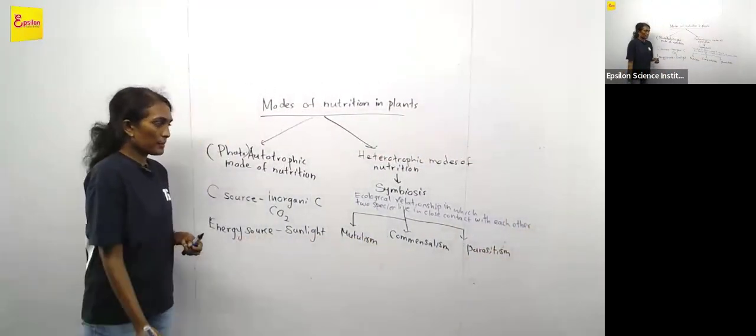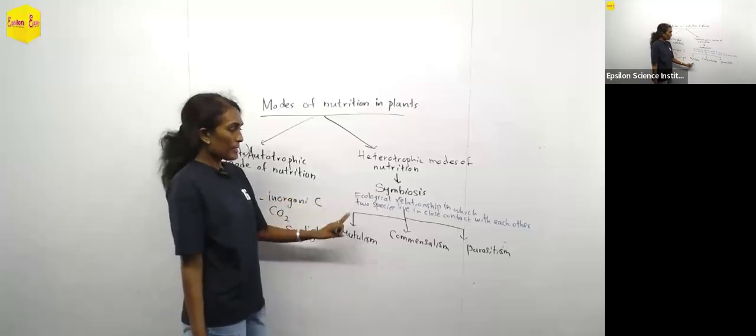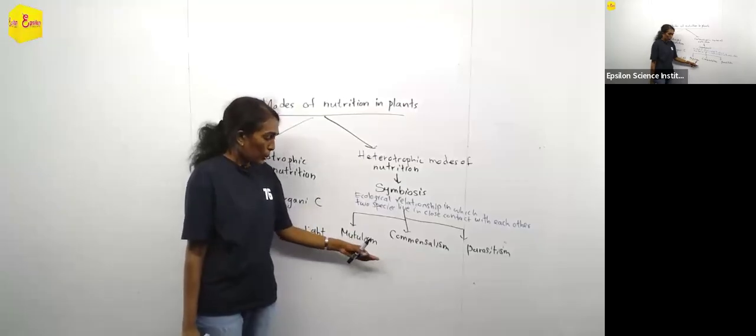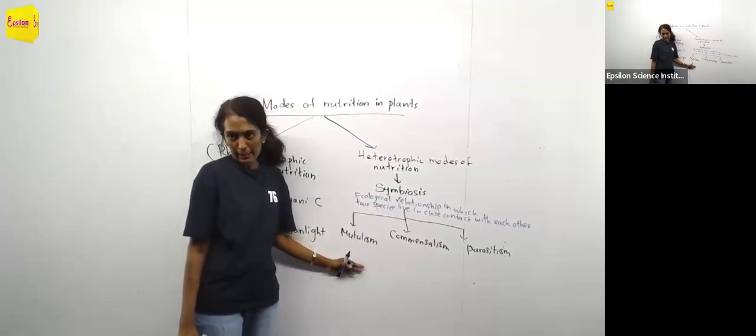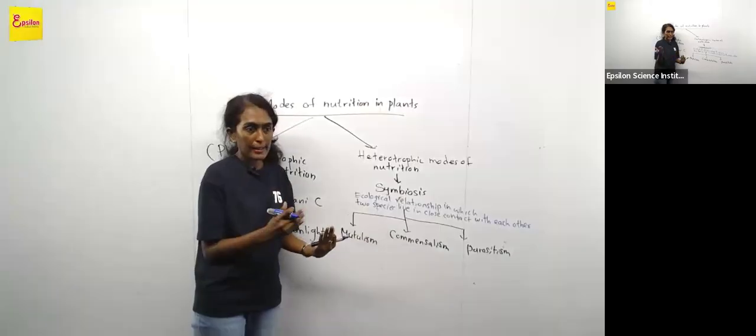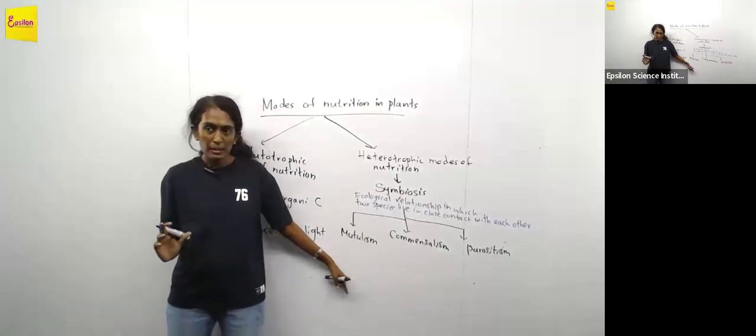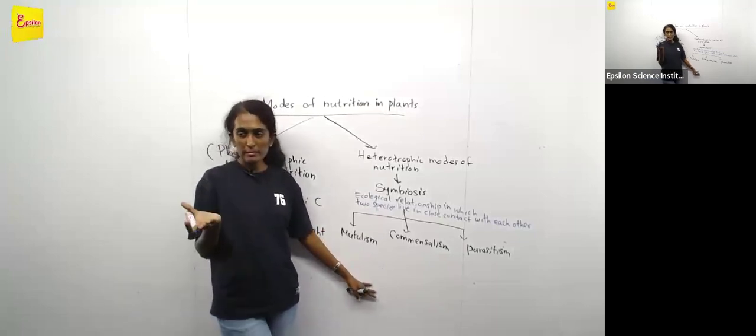So, then what is mutualism? This is the ecological relationship between two species of organism. Both the parties are benefited. That means plant and, let's say, fungi having a mutualistic relationship. Both are having some benefit.